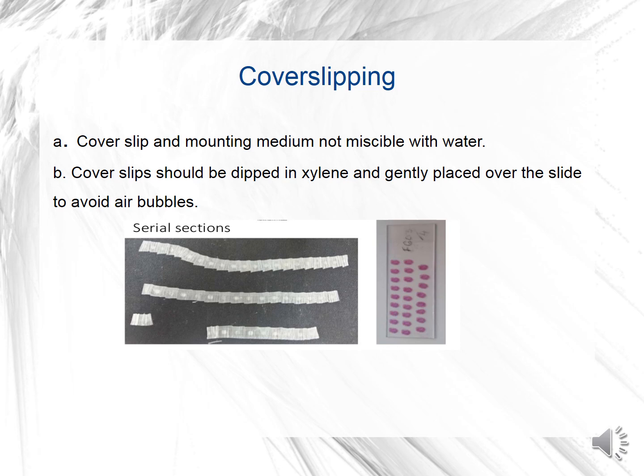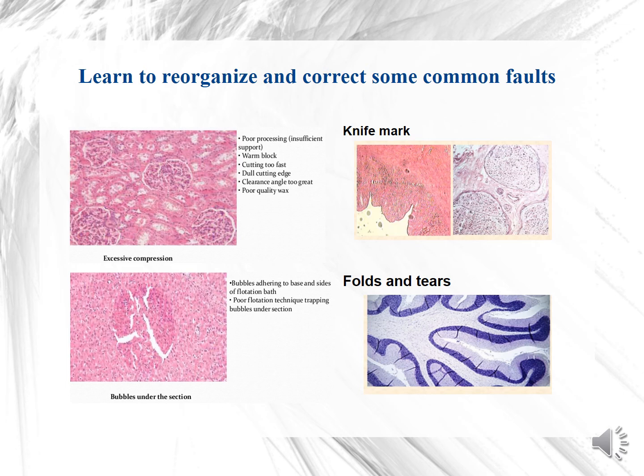Then after that, what are the corrections for some of the faults while doing the microtomy? Suppose the knife is not proper. I have told that sharpening of the knife is very important. If the knife is not sharpened properly, then there is poor processing of tissue. Here we can see the tissue is not seen clearly. Causes are form block or cutting too fast, dull cutting edge, clearance, and poor quality wax.